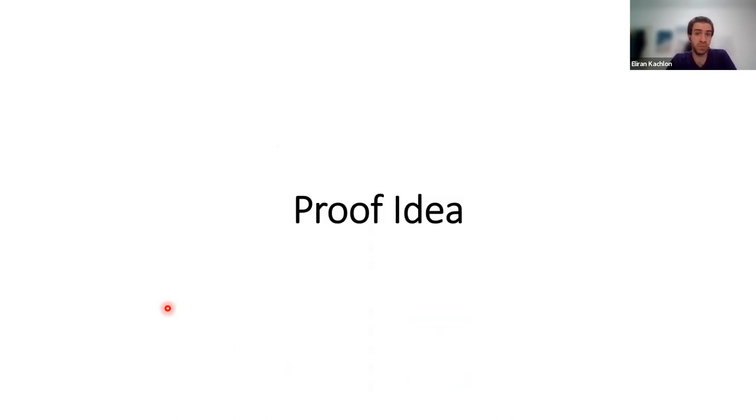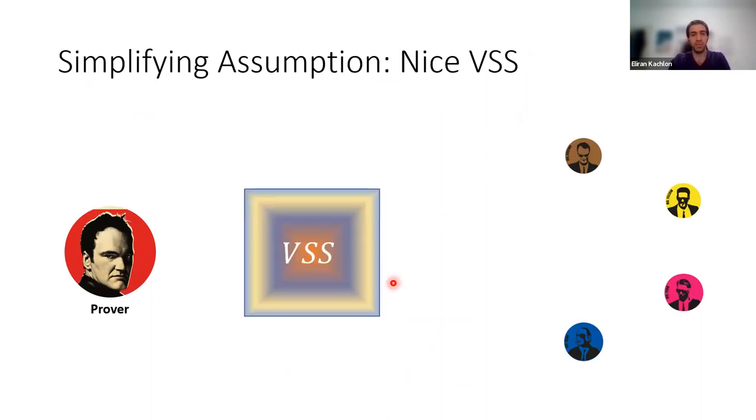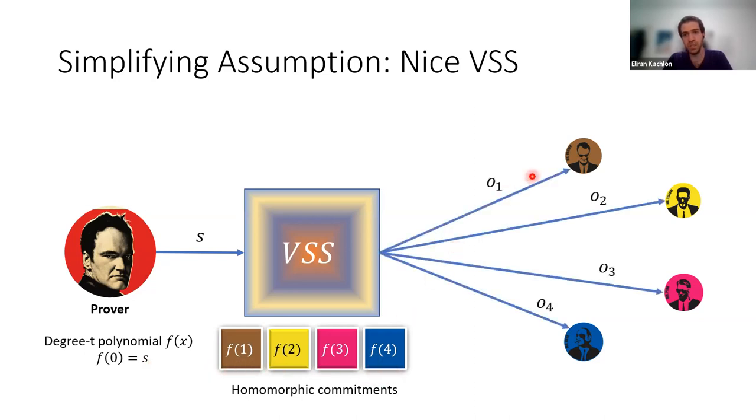And now I will present part of the proof idea in a simplified way. So I'm making here a strong simplifying assumption, and I assume that I have nice verifiable secret sharing. So what does it mean? I assume that I have this magic box for verifiable secret sharing that receives a secret S from the prover. It then generates Shamir shares of the secret that are publicly committed. Okay, so the functionality samples a random degree T polynomial whose free coefficient is the secret, just like in a Shamir secret sharing, and commits to the Shamir shares. And then it gives every verifier an opening to exactly one commitment.